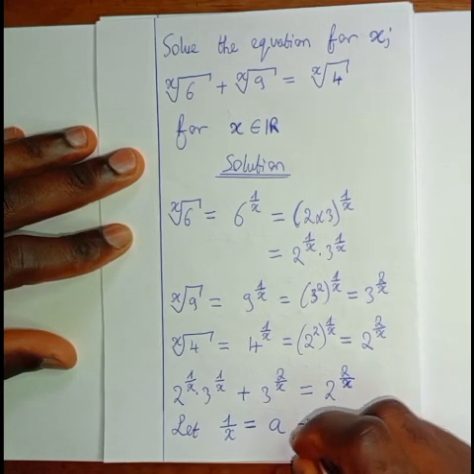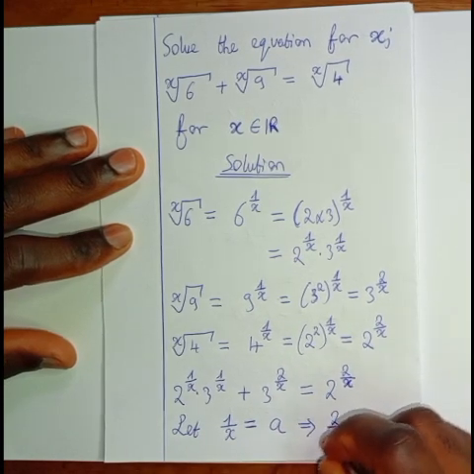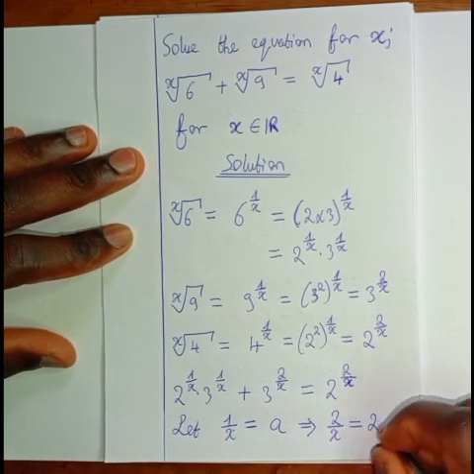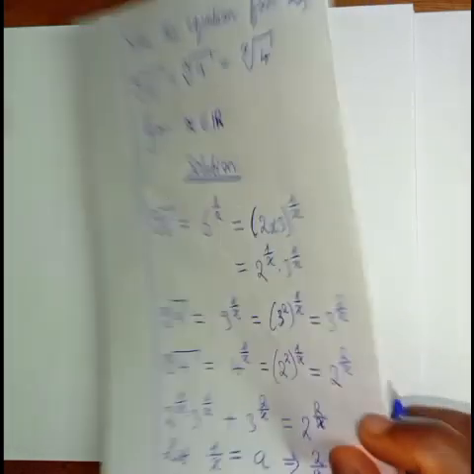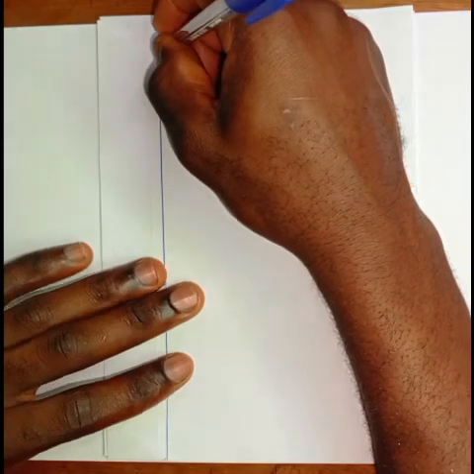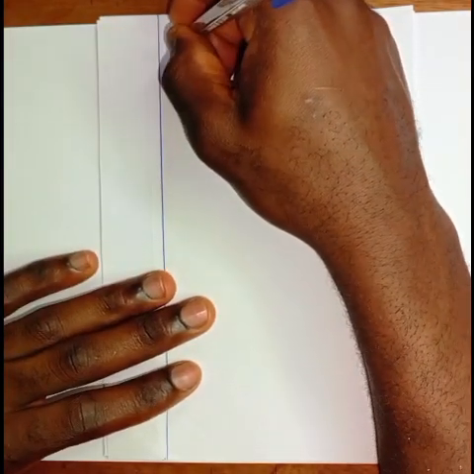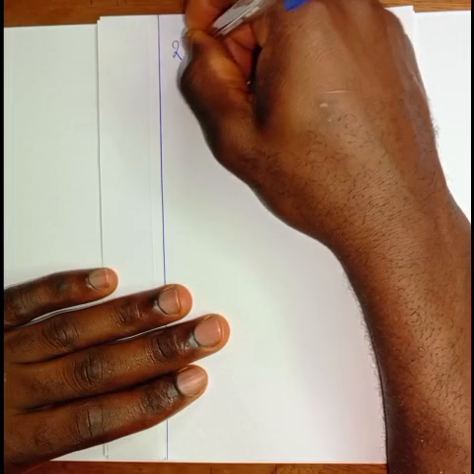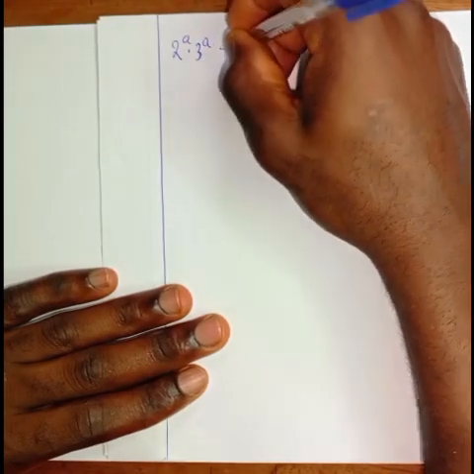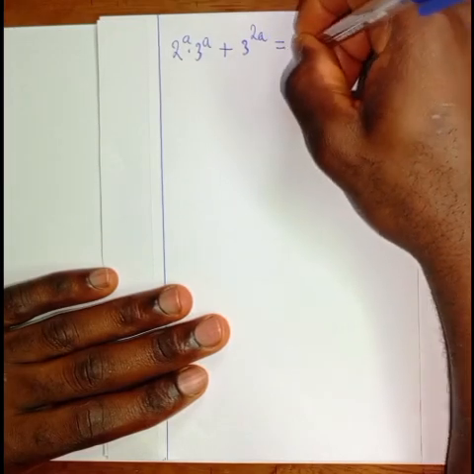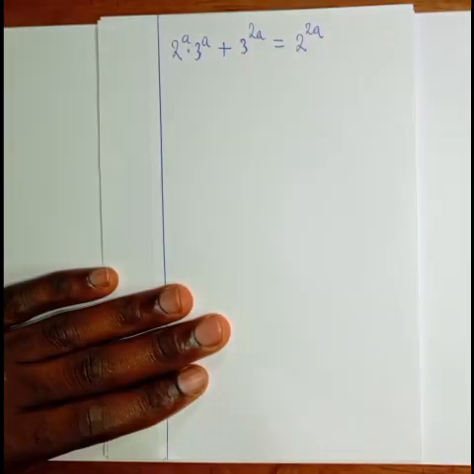Then 2 over x will simply be equal to, if you multiply both sides by 2, this will give us 2e. Now if you replace them in our equation, this will simply give us 2 raised to the power e times 3 raised to the power e plus 3 raised to the power 2e is equal to 2 raised to the power 2e.